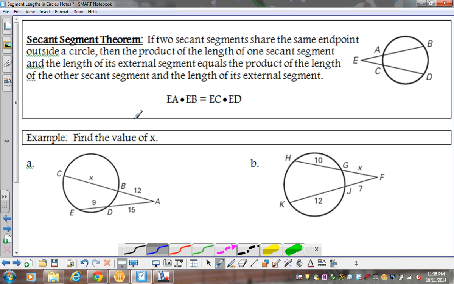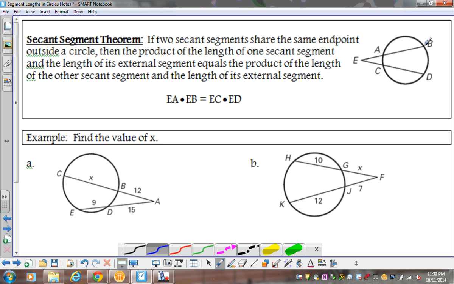All right, the next one we're looking at is called the secant segment theorem. Remember, chord is piece times piece. We're going to have a little hint or a little example for us to see what this one's going to be. Now, secant segment theorem. We have two secant segments.